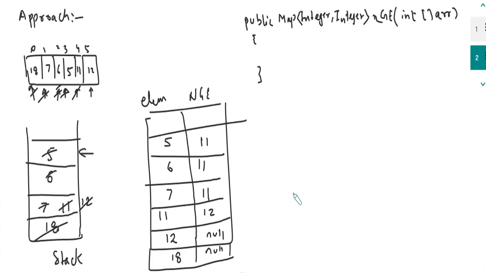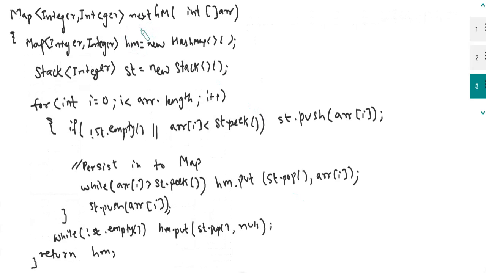So let's see the code. This is the method signature where we are returning the hash map which contains the element and the next greater element in the given array. Here we are initializing our hash map and the stack also. The stack is used for optimizing our solution.